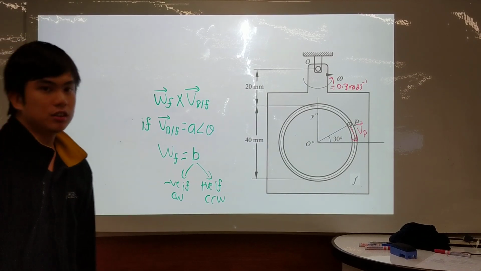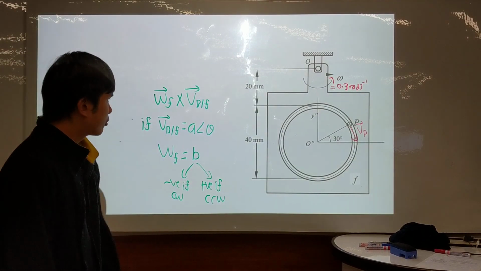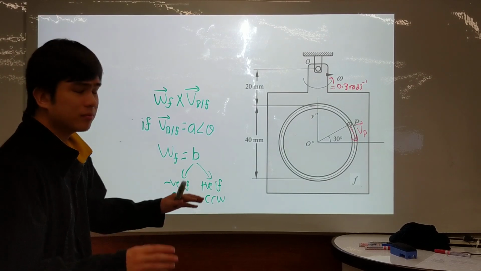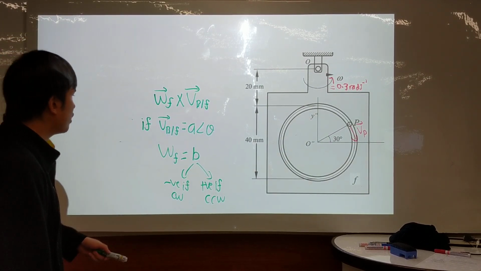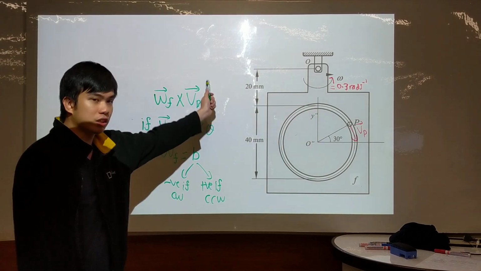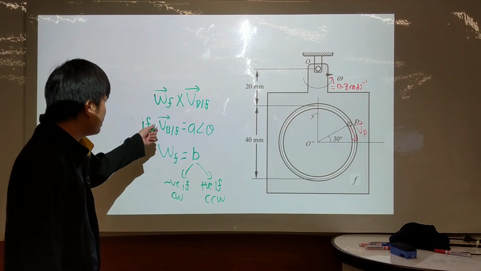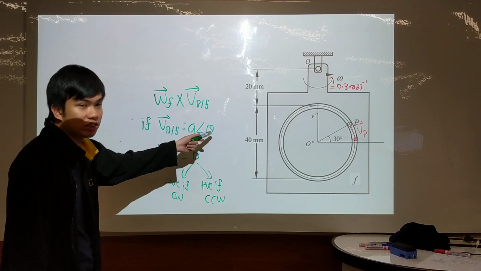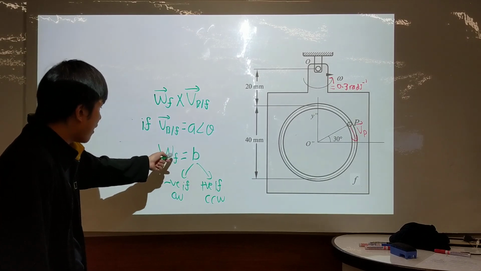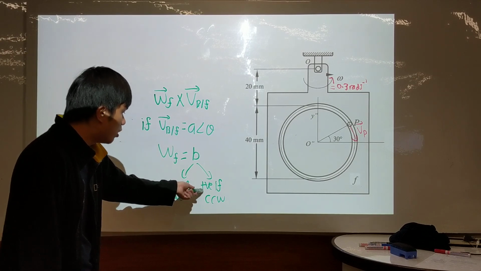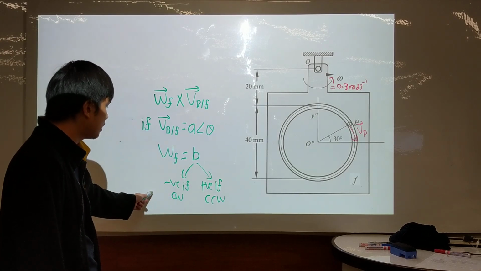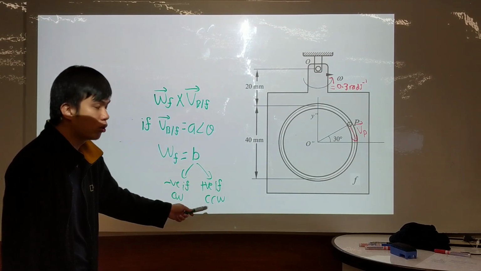Let me elaborate a bit about omega_f cross V_B/f. I'm quite sure some of you are still quite blurry on this concept. So how do we evaluate a shortcut for omega_f cross V_B/f? Assuming now I have V_B/f equals A direction theta, and omega_f equals a number B, where B is negative if clockwise, and positive if counterclockwise.